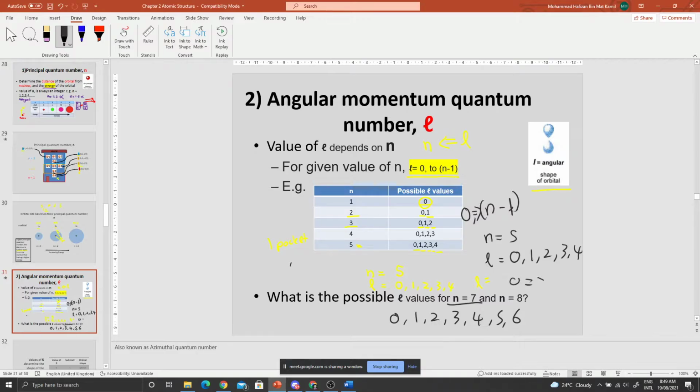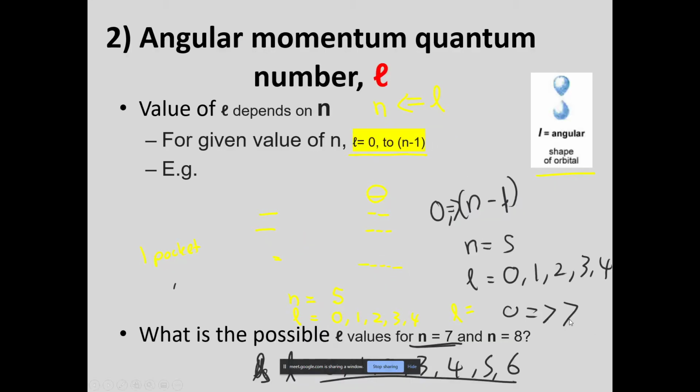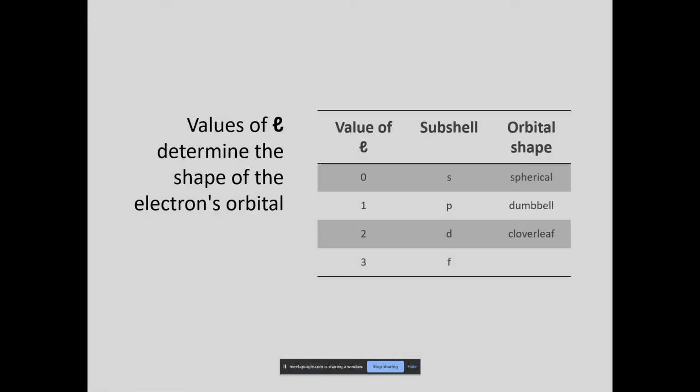0 sampai 7. Okay. So, bukannya bermaksud L value dia ada satu je. It's just that, kalau n untuk 7, kita akan ada 6 L value. Okay. So, but untuk you punya syllabus, kita akan tengok L value sampai 3 saja.